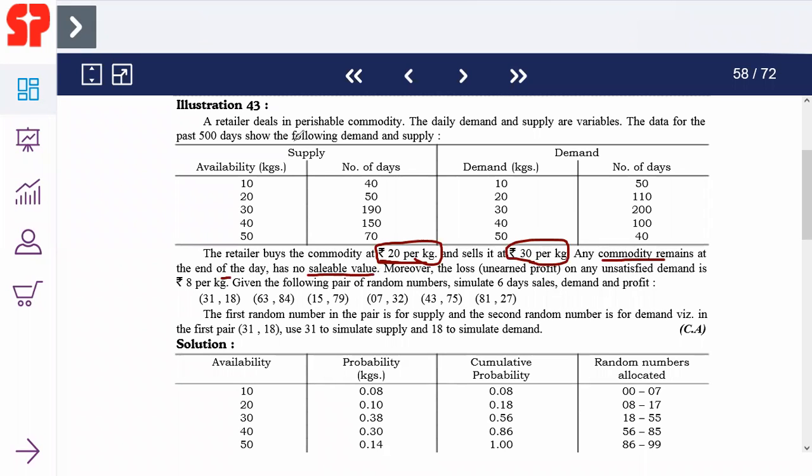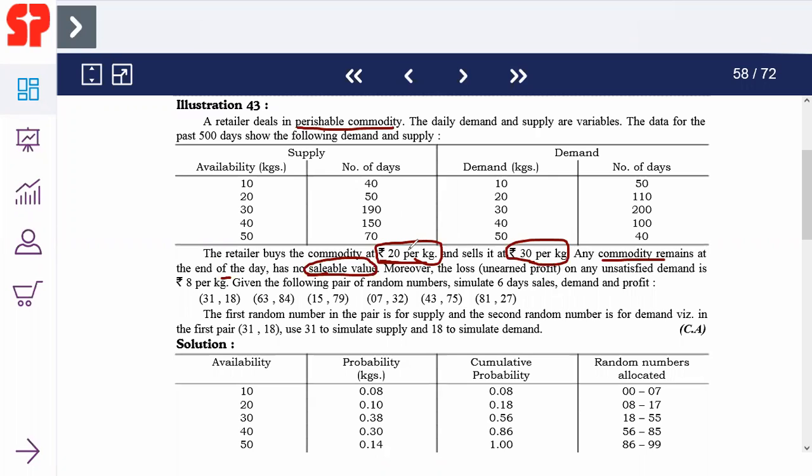Very important. Since this is a perishable commodity, whatever commodity is left with the retailer at the end of the day will not have any saleable value. It means it is a loss. So 20 rupees will be the loss, if you understand logically, because he is purchasing at 20 and if it is not sold, the entire thing will be lost.